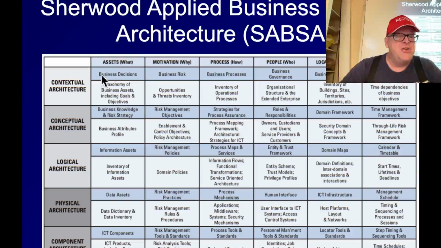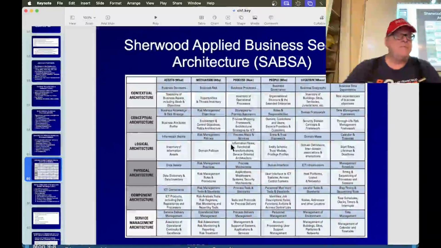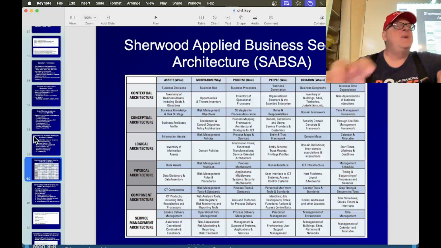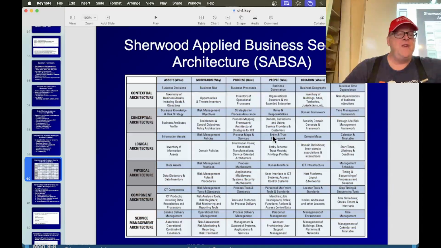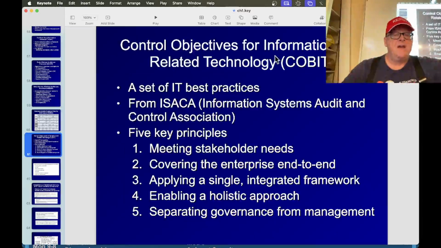So in the contextual architecture, you have assets, motivation, process, people, location, and time. And then details here like business geography and inventory of buildings. And if you look at process, you've got process mapping framework, information flows, your applications and your systems and security mechanisms. And like I say, it's just sort of mind-boggling at first. But these companies really do try to meet these things. And as you can imagine, it is quite a chore to prove that you have aligned your company with one of these frameworks. You've established how you fit in all these various categories, what part of your company does each of these functions.